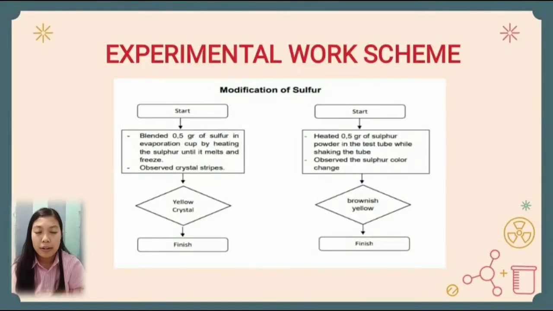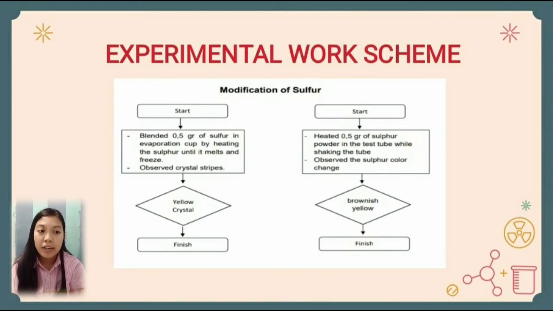Experimental work scheme. Modification of sulfur. In the sulfur modification, there were two treatments. The first, evaporation. Blend 0.5 gram of sulfur in an evaporating cup, heating the sulfur until it melts and freezes. Observe the crystal stripes. The product is yellow crystal.